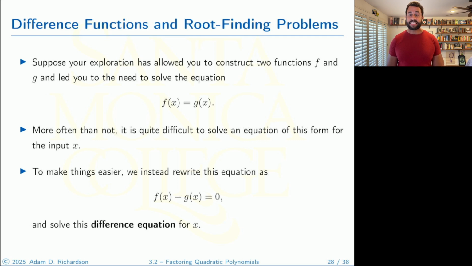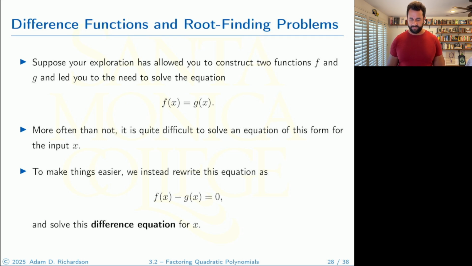So to make things easier, we rewrite this equation as a difference equation. All I did was subtract g of x from both sides, and now I get f of x minus g of x equals 0. This is what we call a difference equation, and we want to solve this difference equation for x. We want to find the zeros of this difference function.